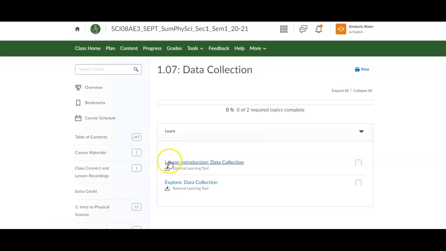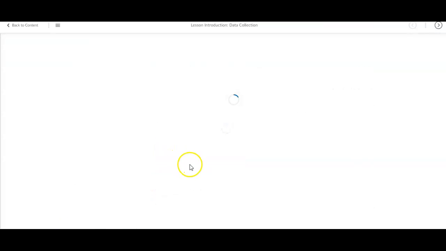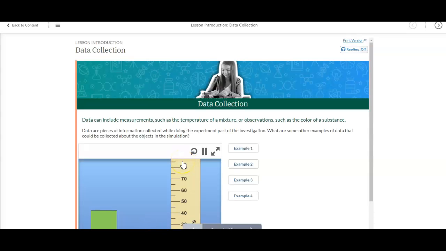So we're talking about data collection today. As you're working through an experiment, data can include measurements such as temperature of a mixture or observations such as the color of a substance. Data are pieces of information collected while doing the experiment part of the investigation. So that is a key term you probably want to find.